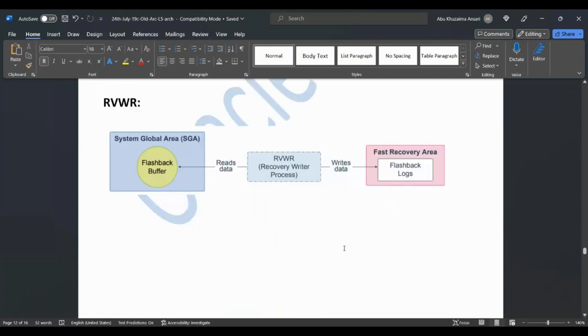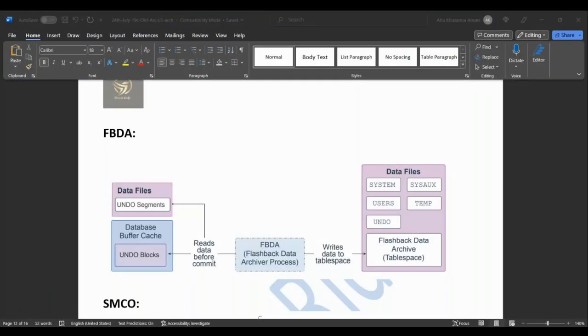Now another one, the flashback data archive process, FBDA. Also, this CJQ and JNN run as a thread and operating system process. Now FBDA, the flashback data archiver process, also runs as a thread and operating system process.